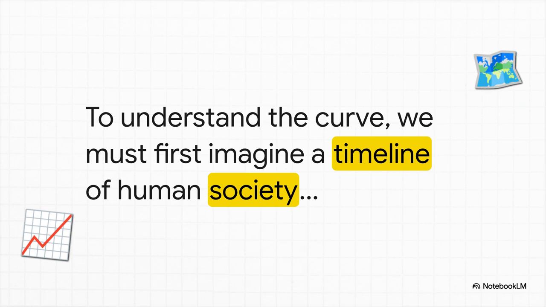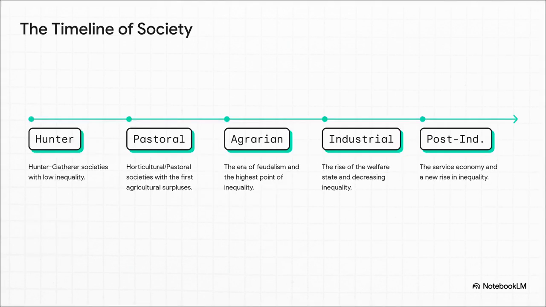All right, to really wrap our heads around this, we're going to build the curve ourselves piece by piece. We'll start with the foundation, the horizontal line on our graph, which is really just the epic story of human history. And here it is. So we're moving from left to right, starting way back with hunter-gatherer societies, moving through the huge changes of the agricultural and industrial ages, and landing right where we are today, in this post-industrial world.